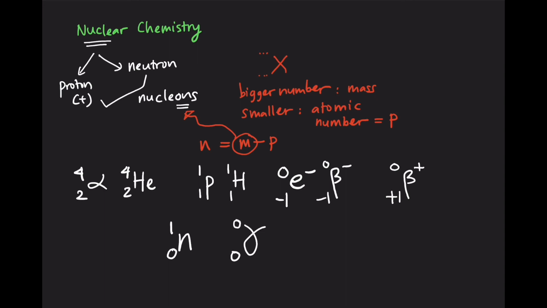Throughout this chapter, you will see all of these particles. Therefore, it is very important to remember them, especially their mass number, which is at the top, and also the charge, which in this case is equal to the atomic number for these subatomic particles.